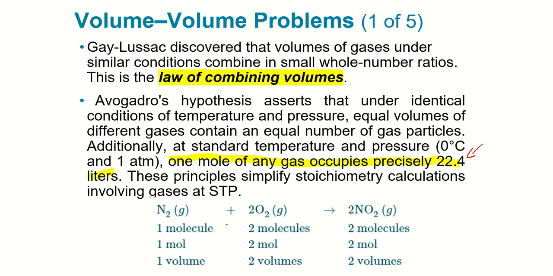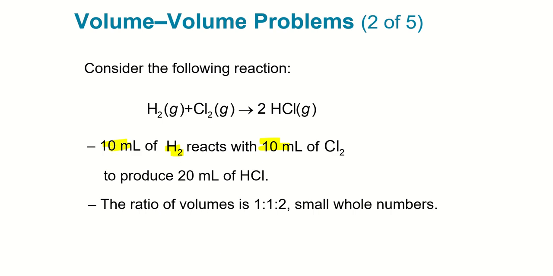So when we involve gas, if you have 1 mole of nitrogen, 2 moles of oxygen, I'm going to have 1 volume of nitrogen, 2 volumes of oxygen. As well, 2 moles of NO2, we have 2 volumes of NO2, okay?